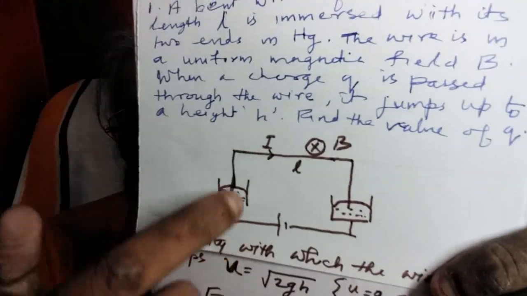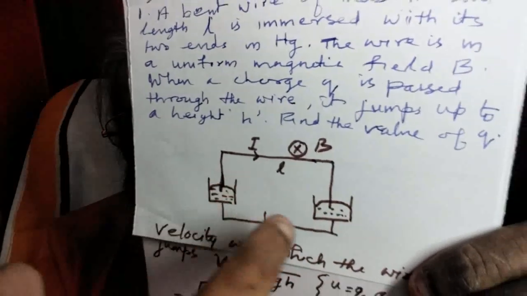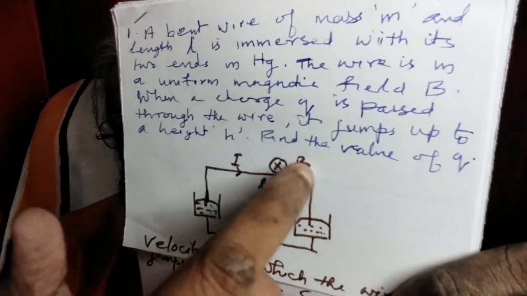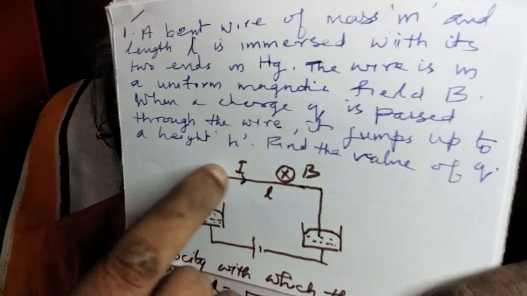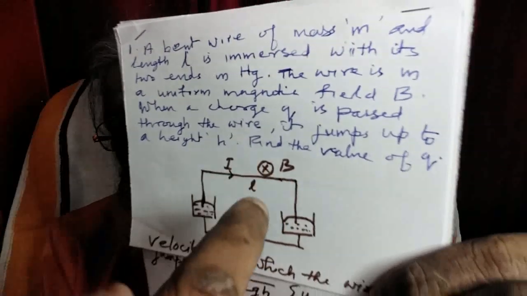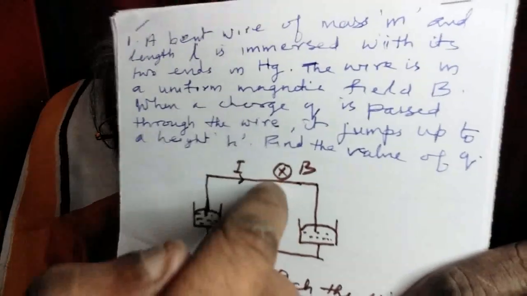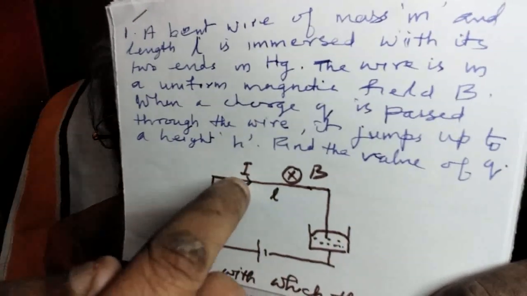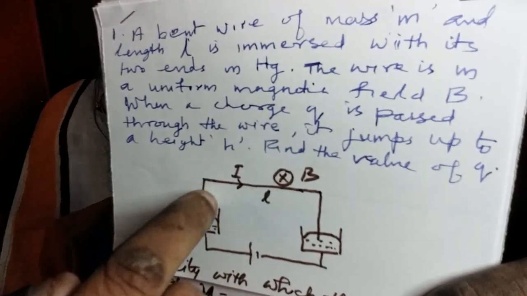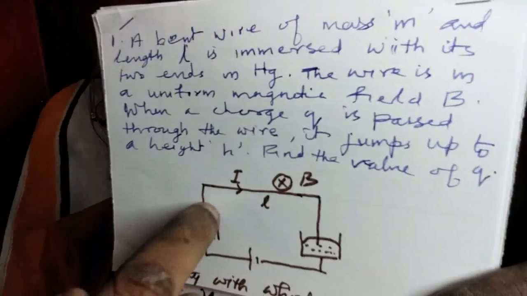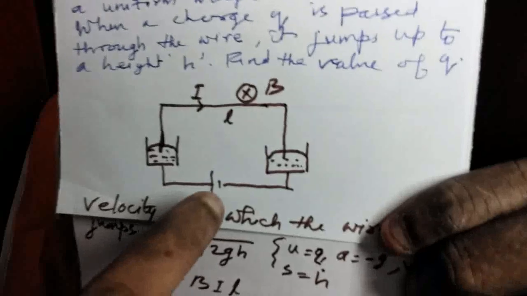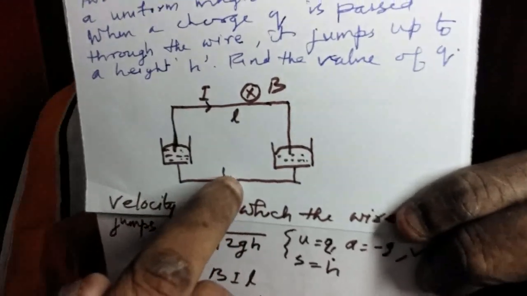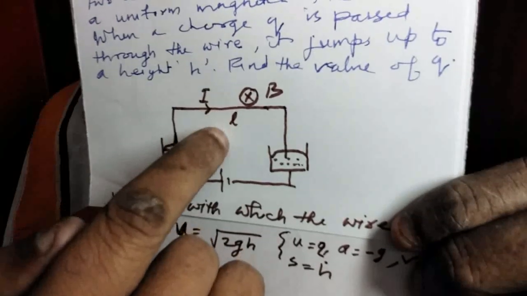This is the arrangement. These are two mercury poles. This is the wire of length L. There is a magnetic field directed into the plane of the paper that is perpendicular to the conducting wire. A charge Q is passed through. A current is passed through this wire by means of an electric cell. Then it jumps up.